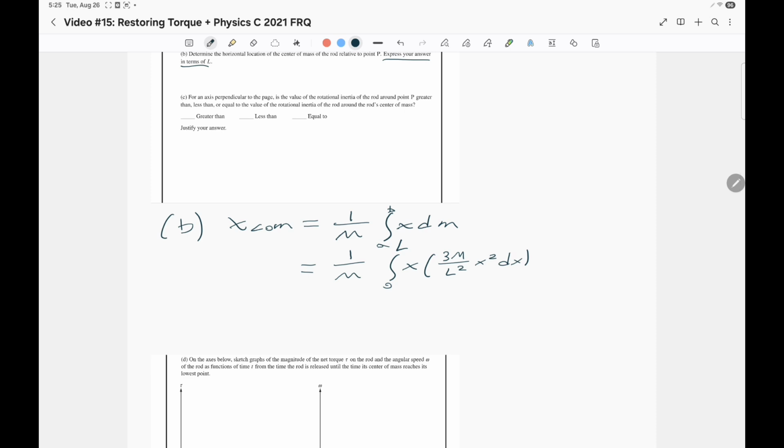that constant again. This should be repetitive, right? We're going to have 3 over L cubed, integral from 0 to L, x cubed dx. And now we can evaluate that integral because that's just a simple integral similar to what we saw before.